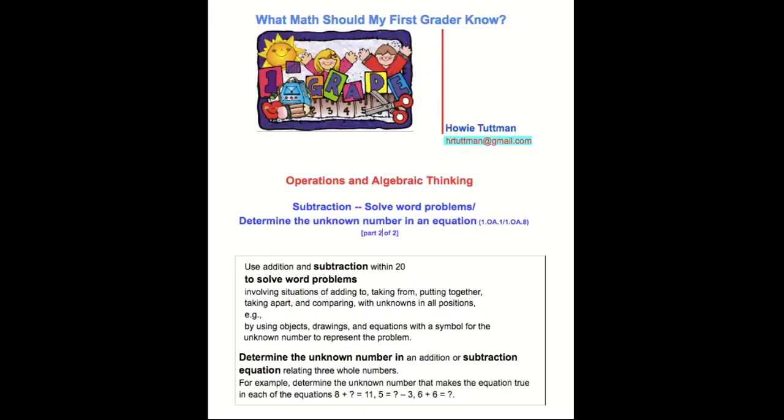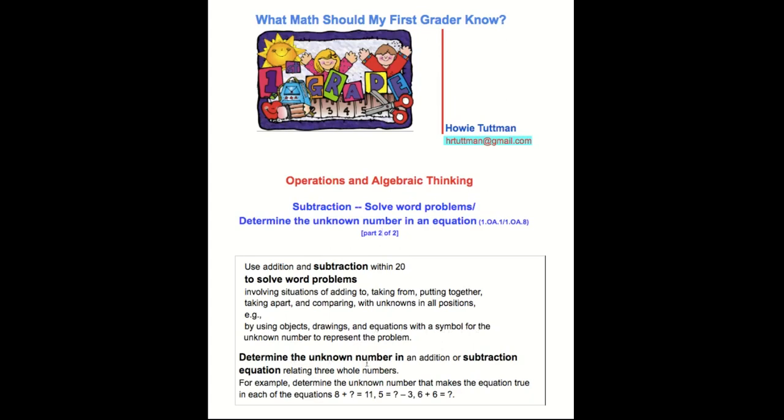If you're interested, here are the complete 2 standards that this video, solving subtraction word problems and determining the unknown number in an equation, is based upon. Use addition and subtraction within 20 to solve word problems involving situations of adding to, taking from, putting together, taking apart, and comparing, with unknowns in all positions. For example, by using objects, drawings, and equations with a symbol for the unknown number to represent the problem.